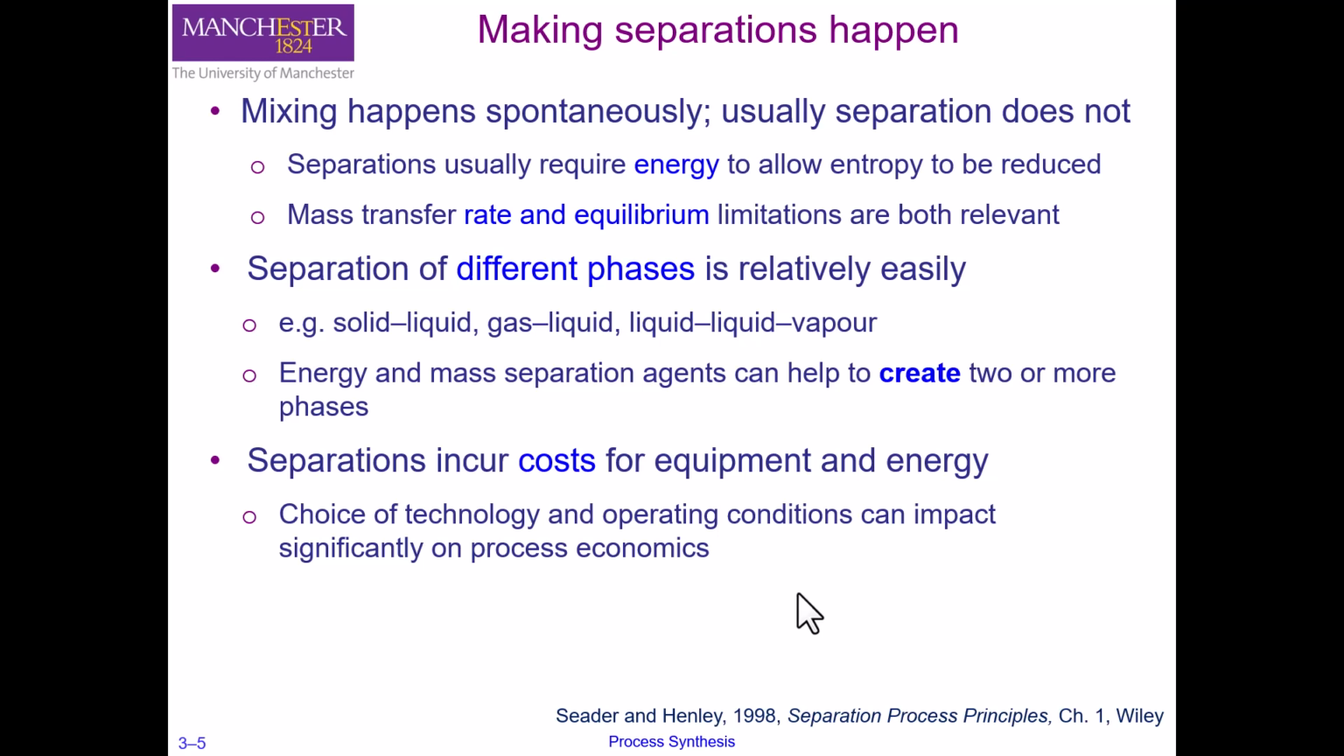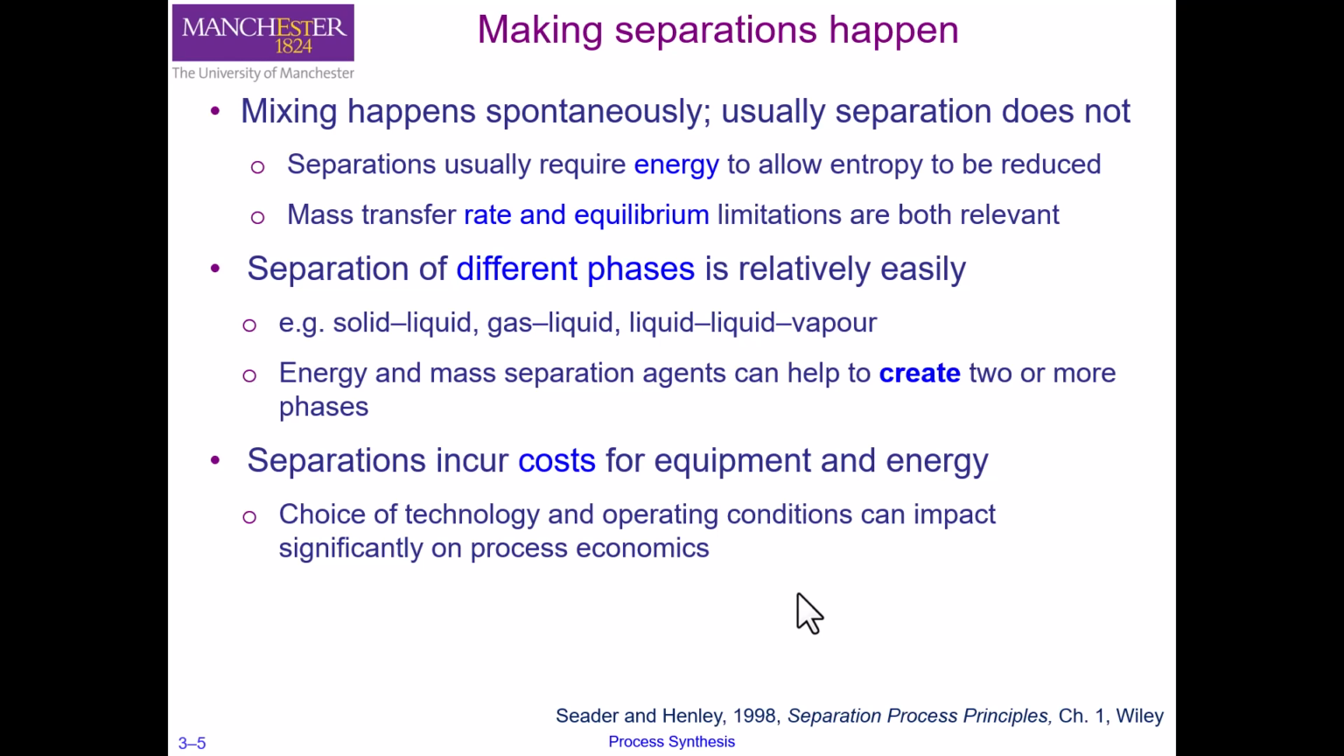Okay. One of the easiest separations to do is when we create multiple or different phases. For example, it is very easy to separate a solid from a liquid, or a gas from a liquid as well. If you have two different phases, it is very easy to separate them based on gravity. Similarly, you can have separation of two liquids from vapor, like oil, water, and air, so you can easily separate them based on gravity as well.